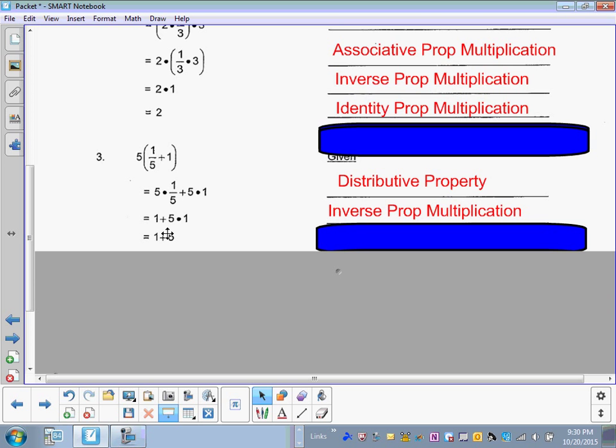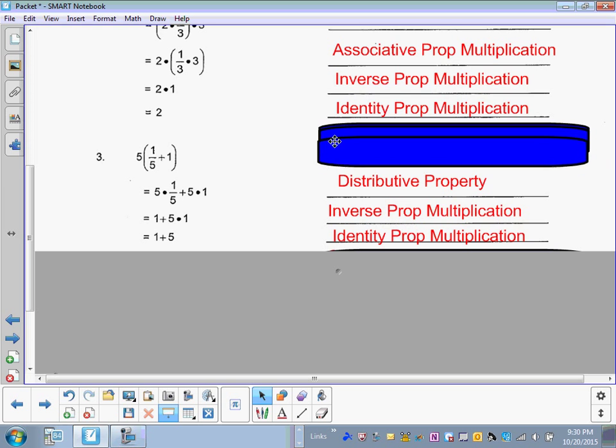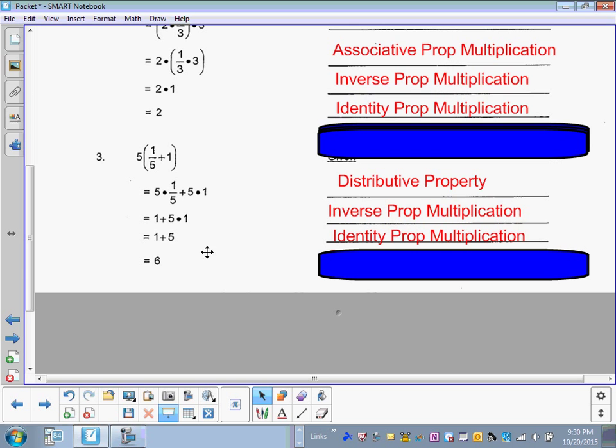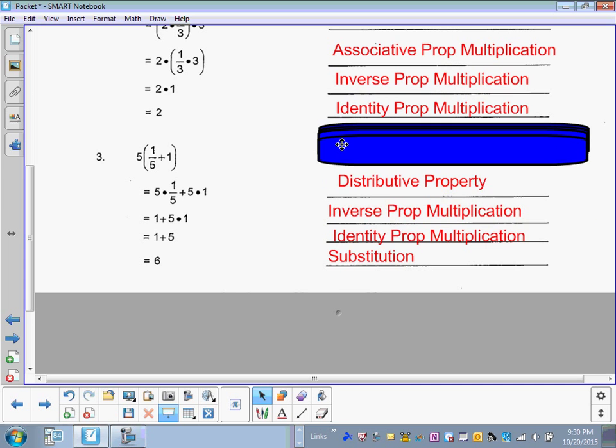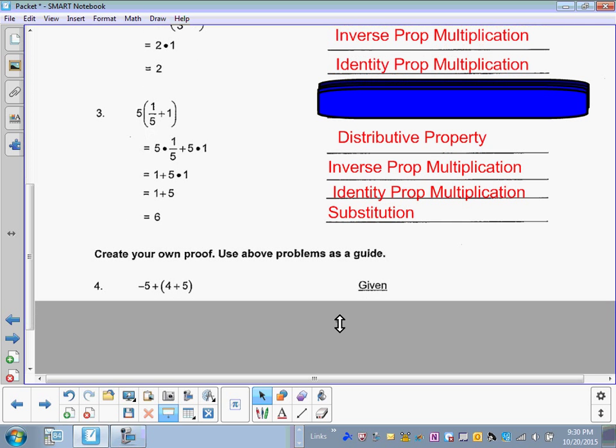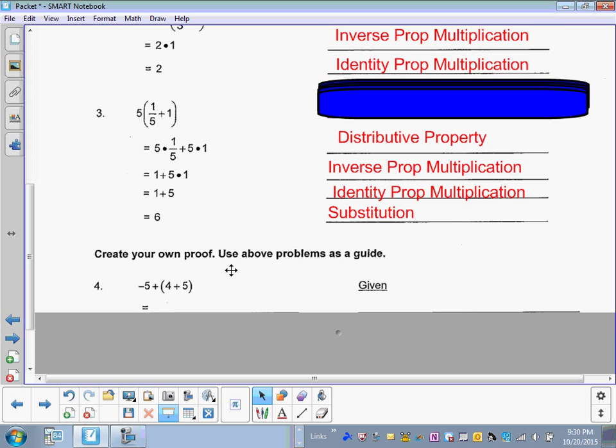In the next step, we took 5 times 1 and got 5. So that's an example of the identity property of multiplication. And in our last step, we have 1 plus 5, and we replaced it or substituted it with a 6. So that's called substitution. So go ahead and create your own proof and use the above problems as a guide.